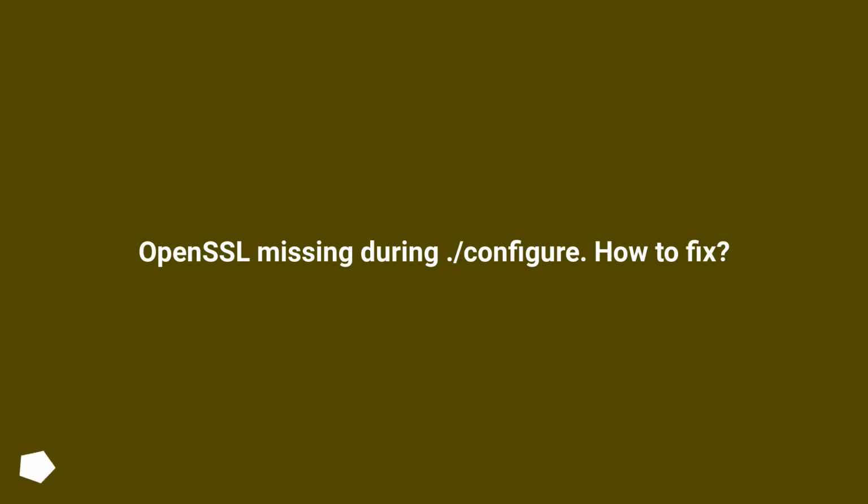OpenSSL missing during ./configure. How to fix?